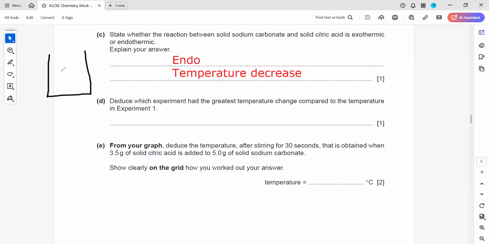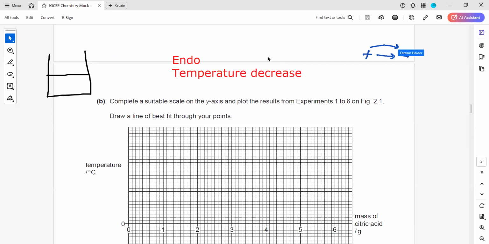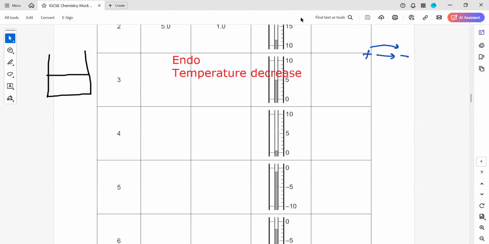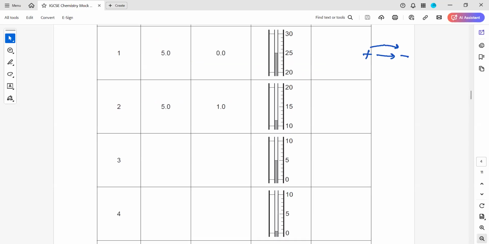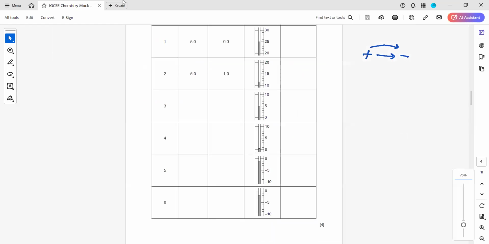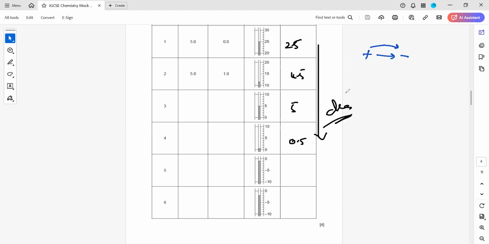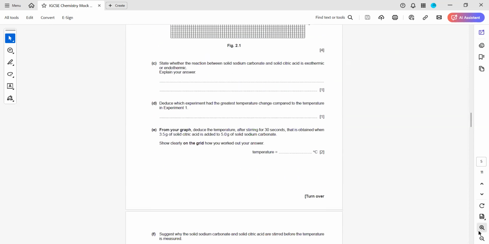And how do we identify the temperature is decreasing? You can read the table. In the table, they specify that as we were mixing them, initially the temperature was around 25. Then the temperature is 11.5. Then the temperature is 5. Then the temperature is 0.5. So you can see the temperature is decreasing. If the temperature of a mixture is decreasing, it's an endothermic reaction. So endothermic reaction, temperature decreases; exothermic reaction, temperature increases.